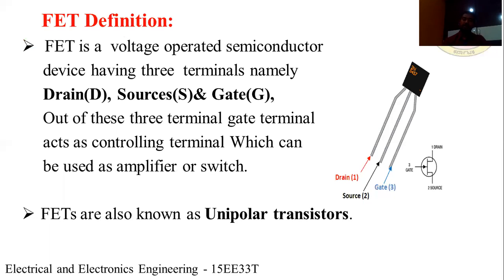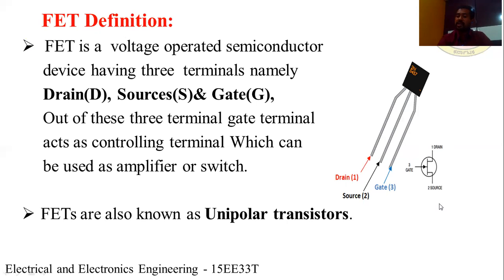FET is a voltage operated semiconductor device having three terminals, namely drain, source, and gate. Out of these three terminals, the gate terminal acts as a controlling terminal, and the FET can be used as an amplifier or switch. Here is the FET image. One is the drain terminal, another is the source terminal, and the last is the gate terminal. The gate terminal acts as the controlling terminal, and this FET can be used as an amplifier or switch.